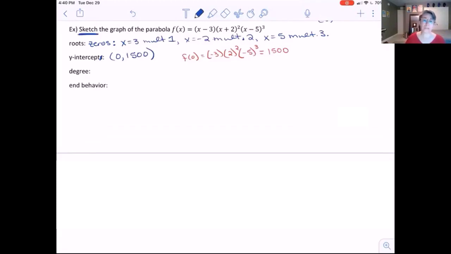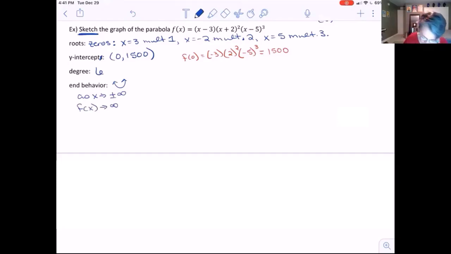The degree, notice there's the multiplicities. We can add all of those up. We have a multiplicity of 1. The second x shows up twice, so that gives us 3 x's. The last 0 shows up 3 times, so 3 more. So this gives us a degree of 6, so we know that it is even. And then the end behavior, notice the leading coefficient is just a positive 1, and it's an even polynomial. So that means as x approaches either positive or negative infinity, the graph is going to go up towards positive infinity.